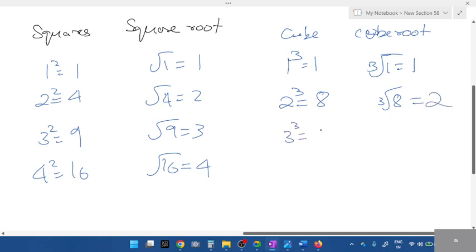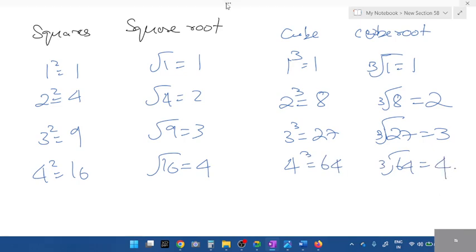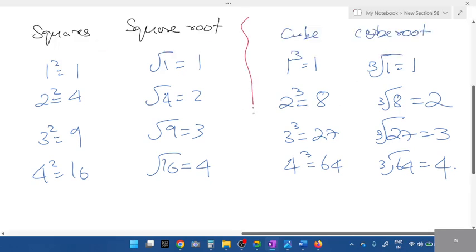How much is 3 cube? 3 3s are 9, 9 3s are 27. And what is the cube root of 27? 3. In the same way, 4 cube is 64. Cube root of 64 is equal to 4. This is how you all have to study. For square and square roots, write up to 1 to 20. You get it on the net. For cube and cube roots, 1 to 10 is enough.